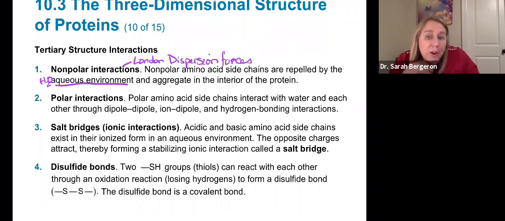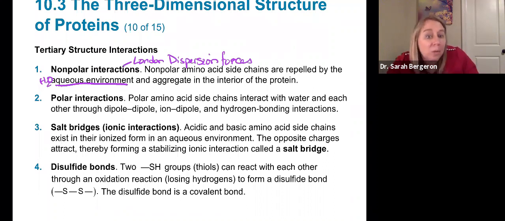Then you can have polar interactions where your polar amino acid side chains are interacting with water through dipole-dipole. Well, it's really hydrogen bonding, right? And so you could say, oh, they did have it. Okay, so it could be dipole-dipole, ion dipole, or hydrogen bonding. They just did them in a different order, but it's cool. So any of those would be polar interactions.